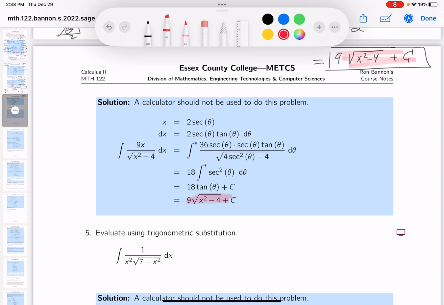Okay, let's make a substitution, and I'm going to say x equals... oh, I did it again, didn't I? x equals root 7 sine theta. And let's make our substitutions now.